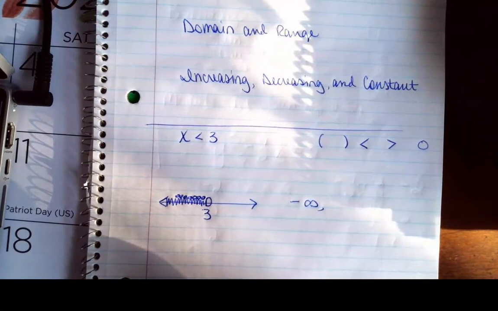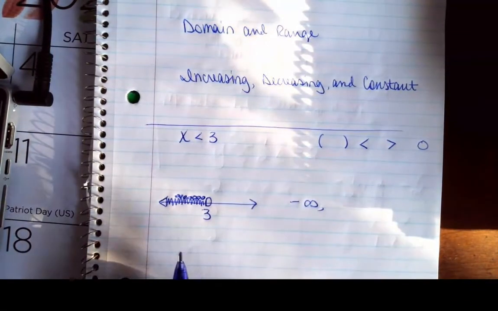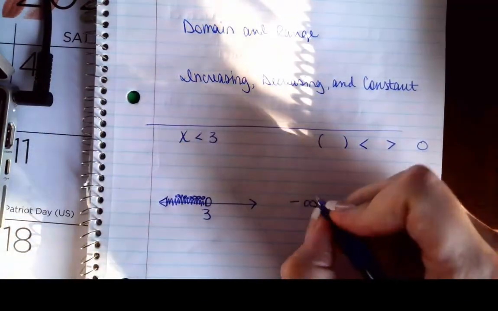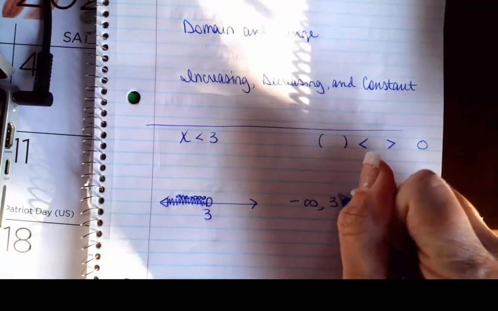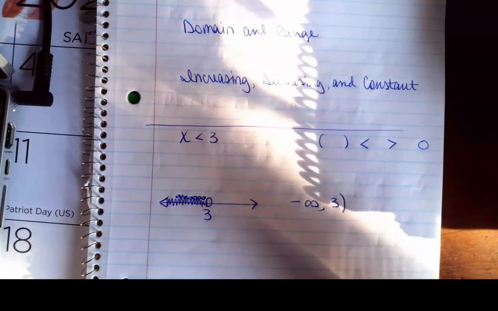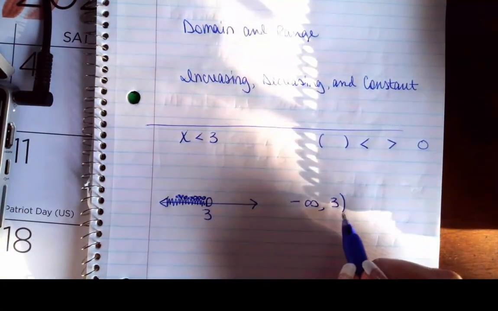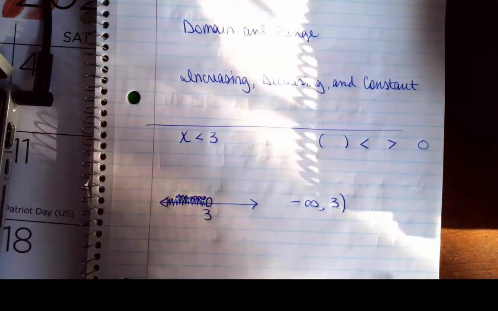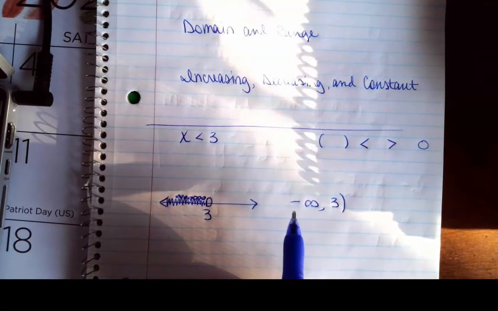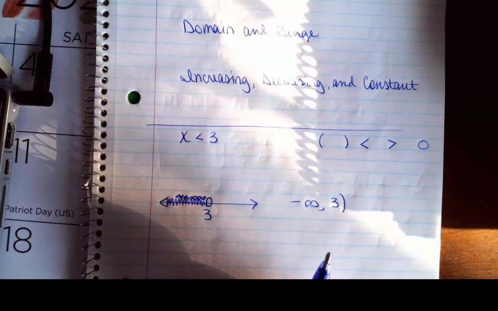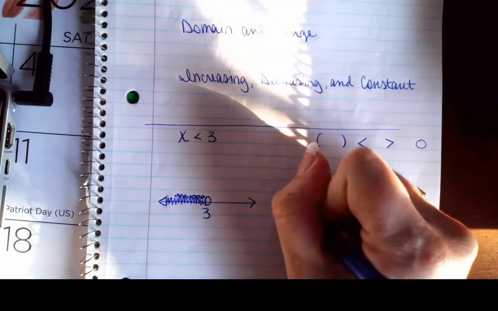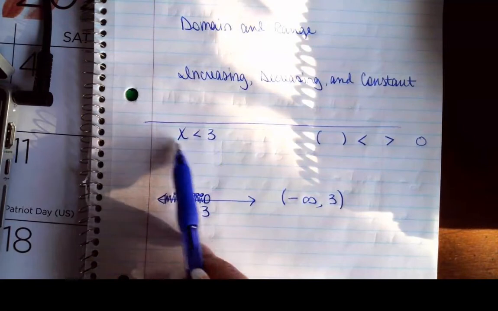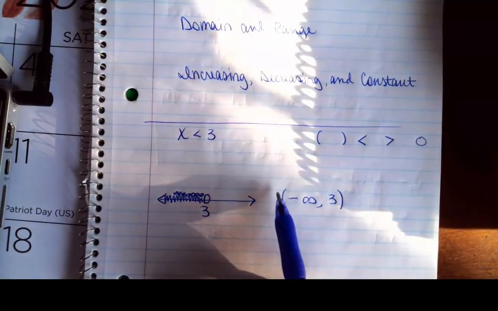And then the next thing I'm going to write is, where does my answer stop? Well, my answer stops when I get infinitely close to 3, but I don't touch the 3. So this soft bracket says get close, but don't touch. Okay, get close, but don't touch. Because infinity is a concept, whether it's negative or positive, you cannot equal infinity. Therefore, the infinities, positive and negative, will always get soft brackets. Always. So this is inequality notation, and this is interval notation.